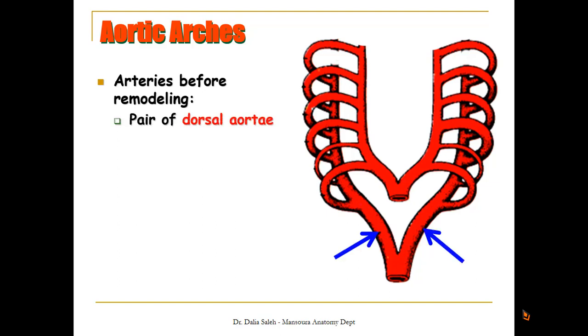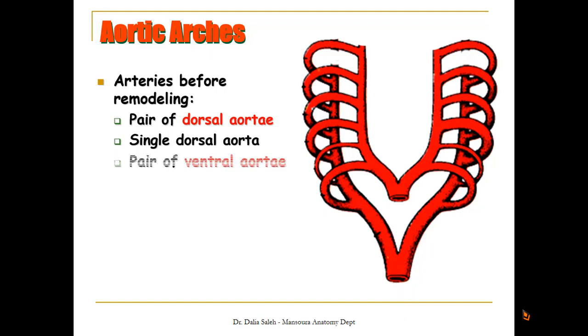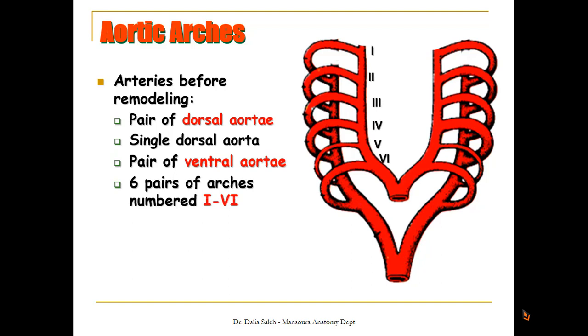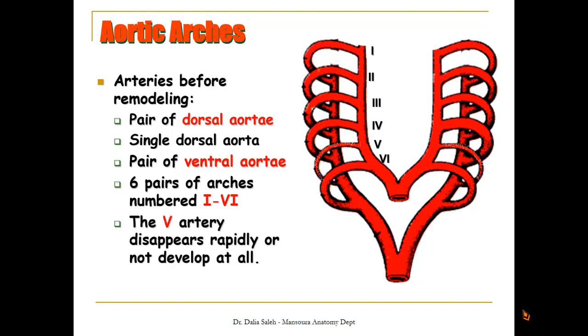We have a pair of dorsal aorta, and by dorsal I mean that they develop behind, or dorsal to, the foregut. They unite together and form a single dorsal aorta. And we also have two ventral aorta that communicate with the developing heart. Both ventral and dorsal aorta are connected by 6 pairs of arches. They are called aortic arches. They are numbered from 1 to 6. However, the 5th aortic arch disappears rapidly or doesn't develop at all.